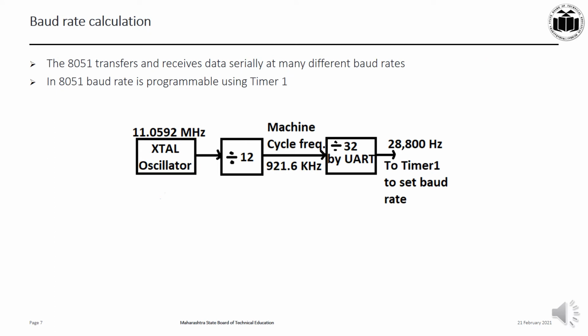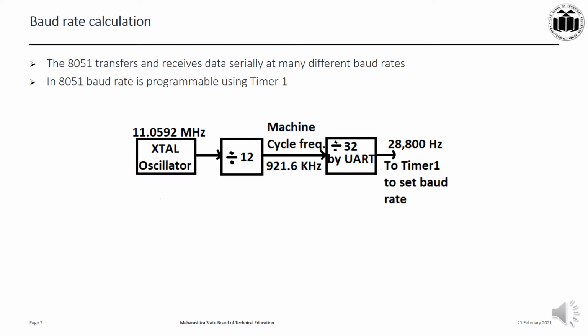The baud rate is the rate at which information is transferred in a communication channel. The 8051 transfers and receives data serially at many different baud rates. In 8051, baud rate is programmable using timer 1.